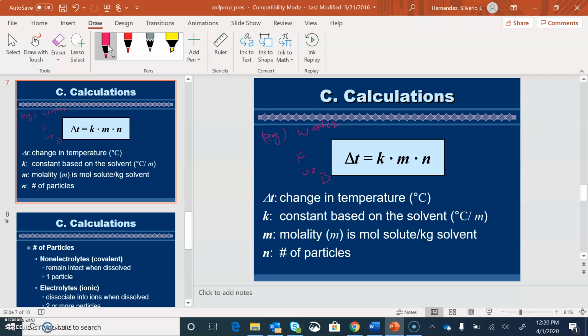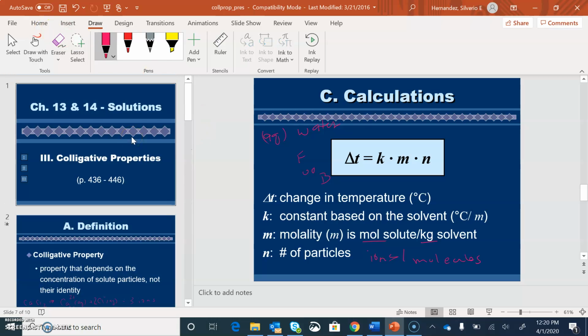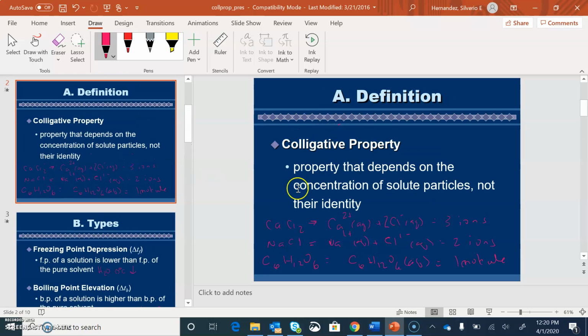And then you may have to calculate the molality of a substance. Sometimes it's given to you, sometimes you have to calculate it, but that's moles over kilograms. So moles of the solute over kilograms of the solvent. And then you have the number of particles. And remember that that can be either ions or molecules. And let me redo that because that looks pretty ugly. And that goes back to the very first slide that I talked about here with this one.